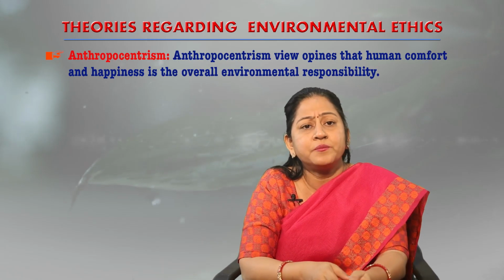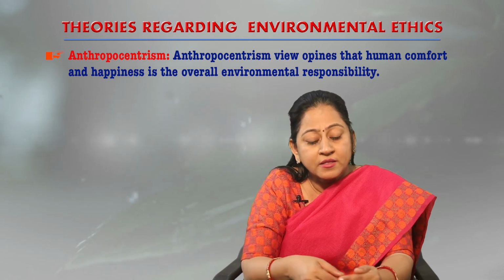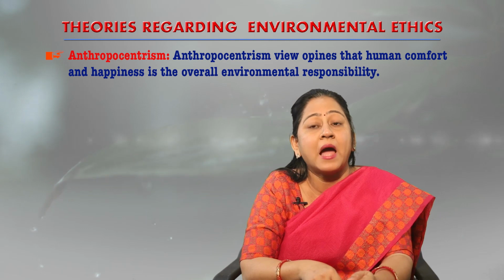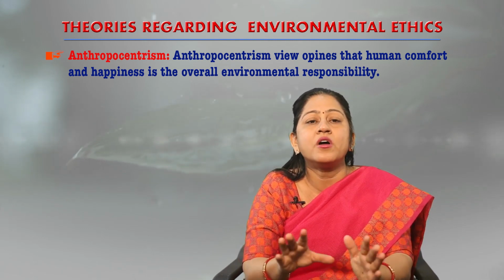Now, we move on to the theories regarding environmental ethics. Learners, very interesting theories. The most common theory, because we are in the Anthropocene today, is anthropocentrism. It views that human happiness and human comfort is the overall environmental responsibility, and it says that the exploitation of the environment must be for doing the maximum good to the maximum people. So, what nature has offered to us in the form of various resources above the earth, beneath the earth, wherever you find resources on this planet, they are basically for improving the standard of living of the people, for making our lives secure, comfortable, convenient. This view is known as the anthropocentric view.